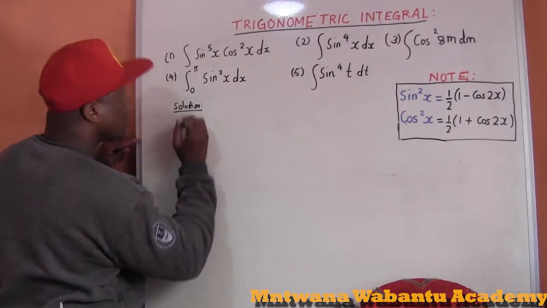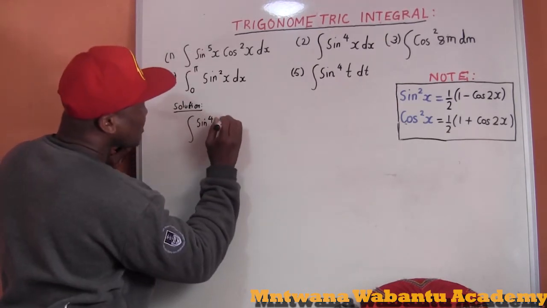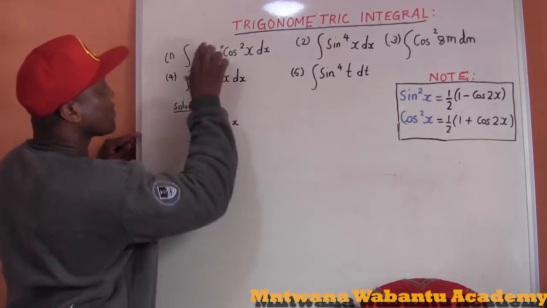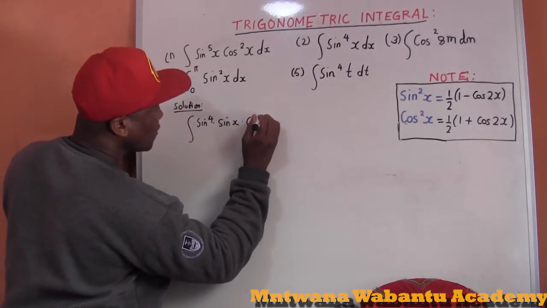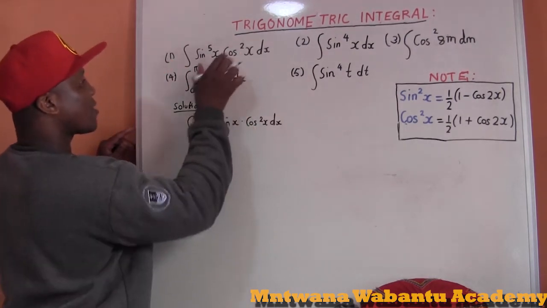So I'm going to say integral. Five means sine power 4 times sine x. This is going to give us sine power 5 x, and then times cos square x dx. So this is the same as that.